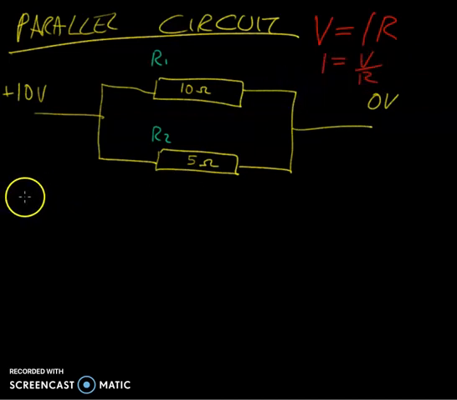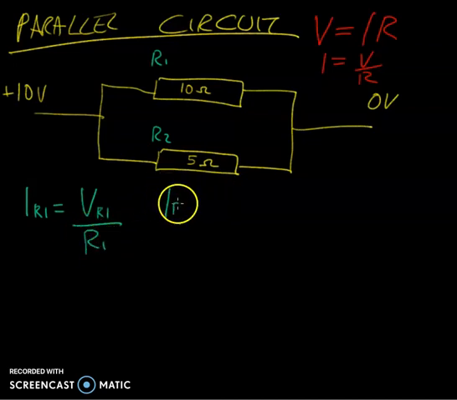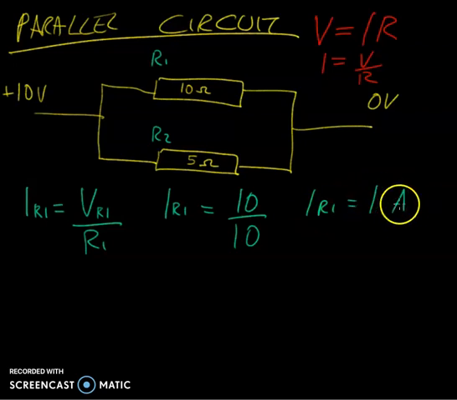So let's take that top branch, and we can say that IR1, that's the current passing through R1, through the top branch of the circuit, is equal to VR1, the voltage dropped across resistor 1. It's the supply voltage, but it's good to keep these things precise. VR1 divided by R1. Let's put some figures in that. Current R1 is equal to 10 volts divided by 10 ohms. IR1 equals 1 ampere. Whew, that was easy.